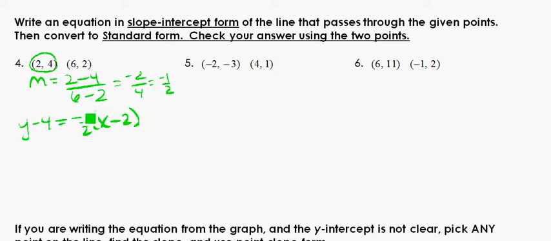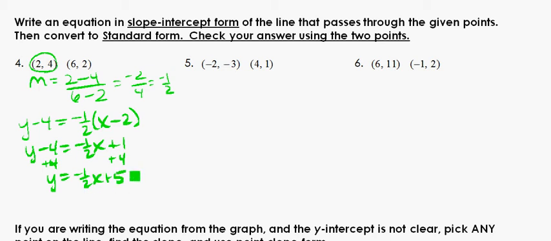In order to go to standard form, we first need to distribute this negative 1/2, and we get y minus 4 equals negative 1/2 x plus 1. Let's combine our like terms, so we'll move the negative 4 over to the other side by adding 4, and we get y equals negative 1/2 x plus 5.